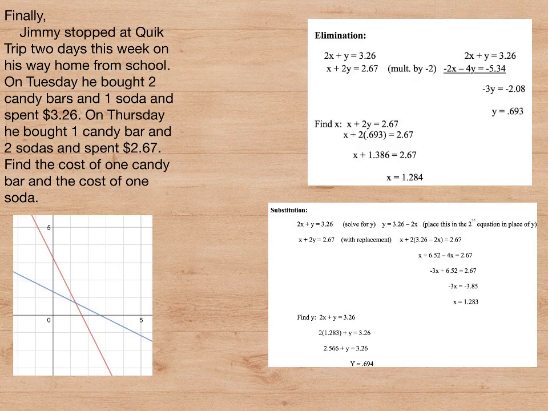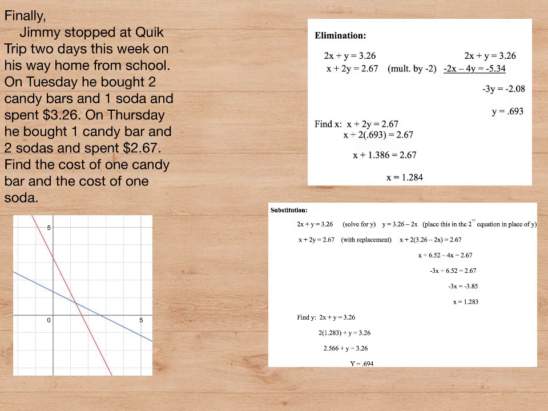Okay, finally, how does this work? Jimmy stopped at Quick Trip 2 days this week on his way home from school. On Tuesday, he bought 2 candy bars and 1 soda and spent $3.26. On Thursday, he bought 1 candy bar and 2 sodas and spent $2.67. Find the cost of 1 candy bar and the cost of 1 soda.